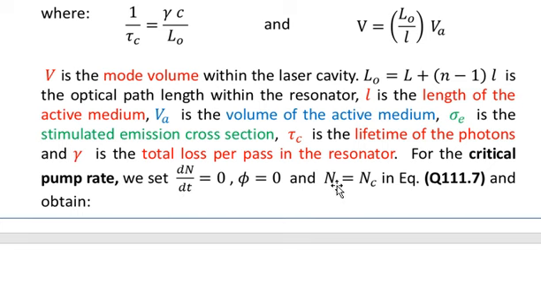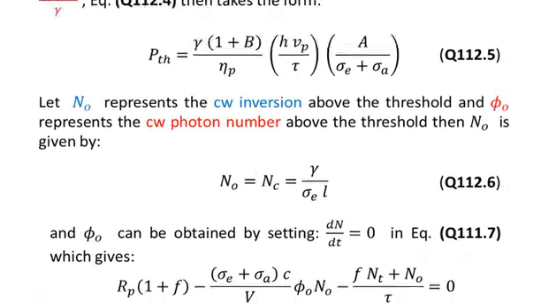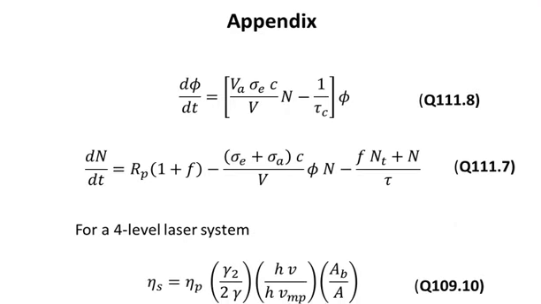Then we need to set n equal to nc in equation 111.7 from the previous slide. We put these values in equation number 7 of the previous slide, and we shall obtain this expression as shown in equation 112.2. So let me show you the previous equation from the appendix. This is equation number 7, which gives the rate of change of the population inversion with time for a quasi 3-level laser system.